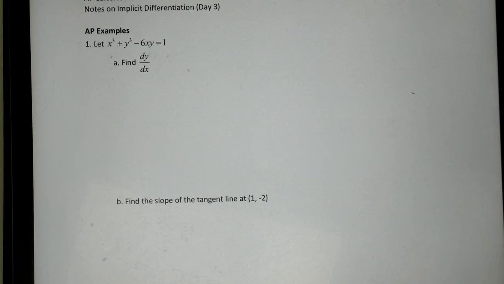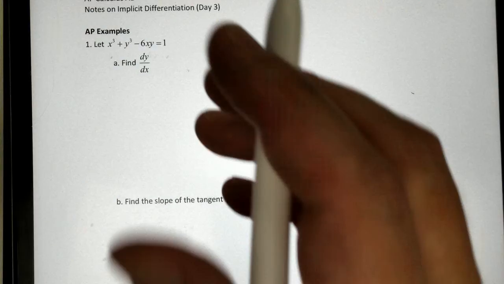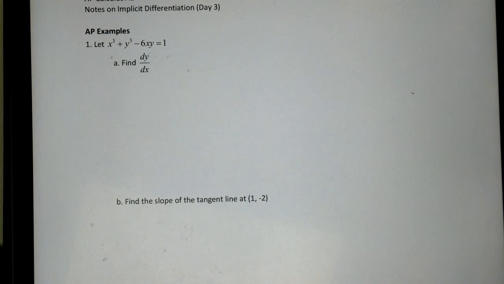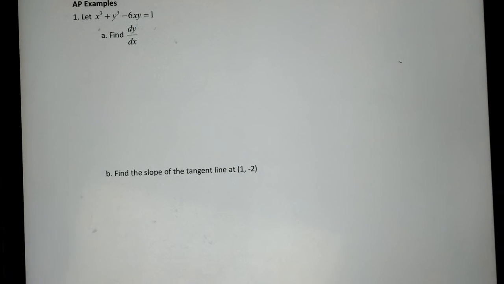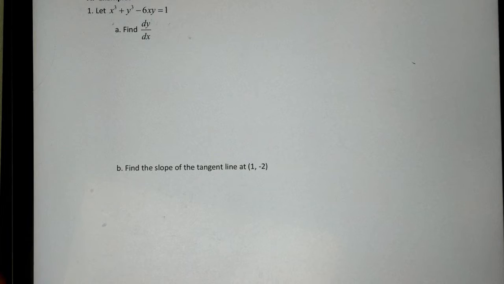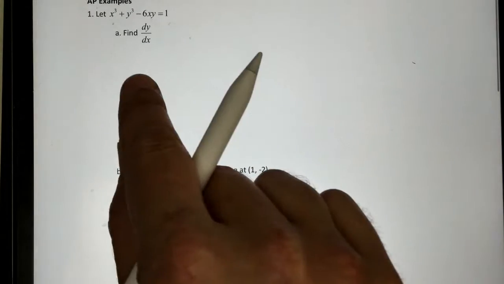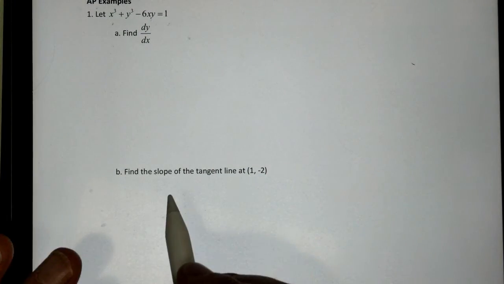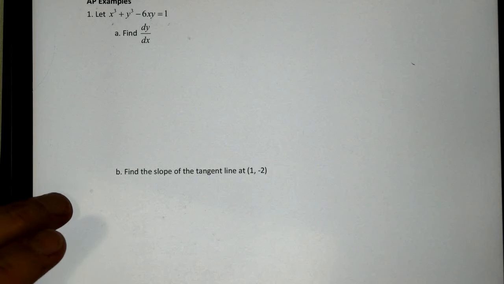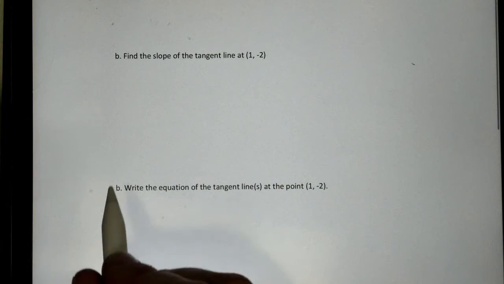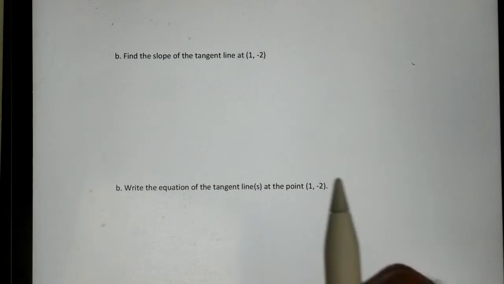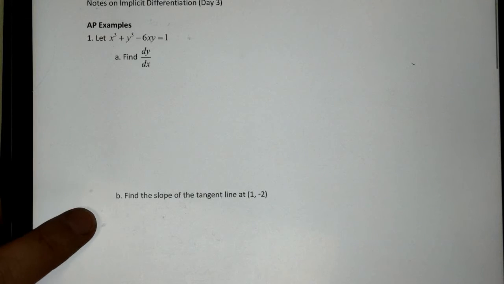So today we are going to continue on with implicit differentiation, and we're going to start with some AP type of questions here. On the AP, they're going to be using implicit differentiation and asking how we can apply it. Of course, we can find the derivative, which is what we're asking for in the first one. For part B, we want to find the slope. And for part C, if we scroll down here, we want to write the equation of the tangent line at the point that we found. So let's go ahead and get started.